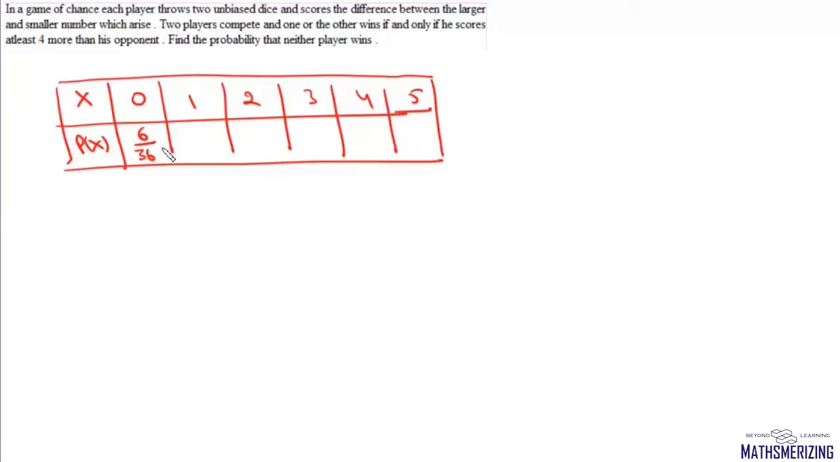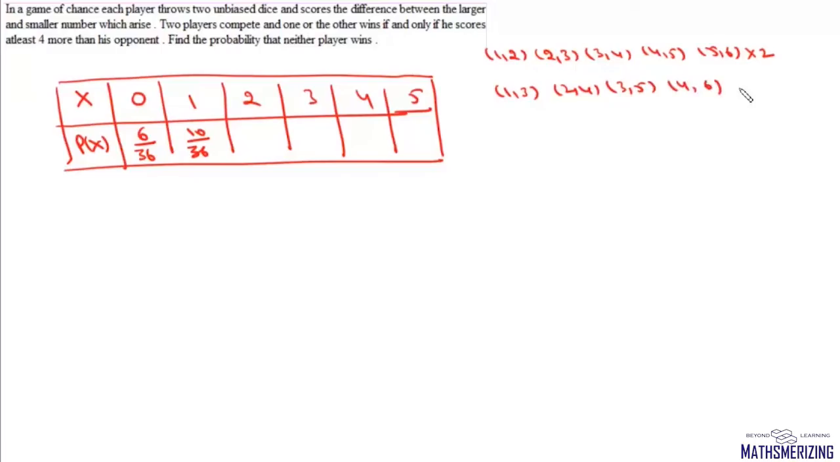Now the difference between the 2 numbers is 1. Now the difference is 1 if we have 1, 2, 2, 3, 3, 4, 4, 5, and 5, 6, and the reverse order. So we'll have 10. So it'll be simply 10 by 36. Now if the difference is 2, then we have 1, 3, 2, 4, 3, 5, and 4, 6, 2 times again. So it'll be 8 by 36.